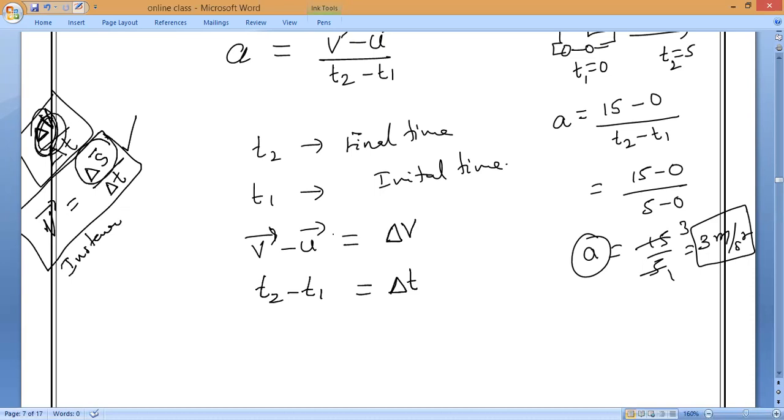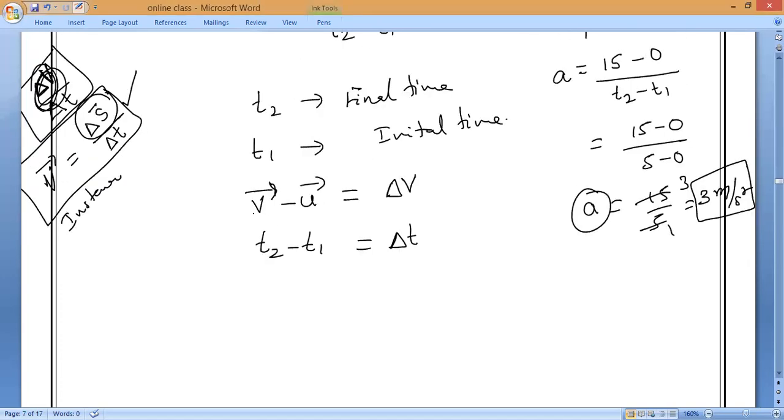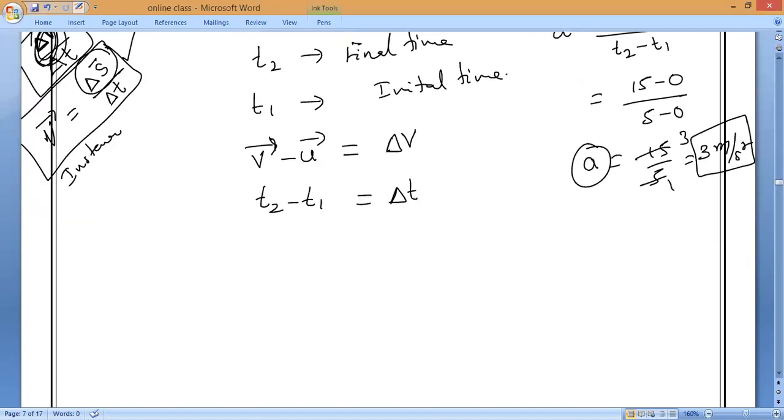Anybody can tell me what you mean by delta S? Delta S means change in displacement in a small interval of time, a given period of time. Have you drawn that graph also? Yes, two graphs you have drawn. Now, in the same way, for velocity, change in displacement. For acceleration, change in velocity divided by change in time taken.